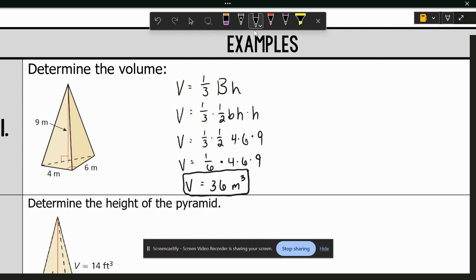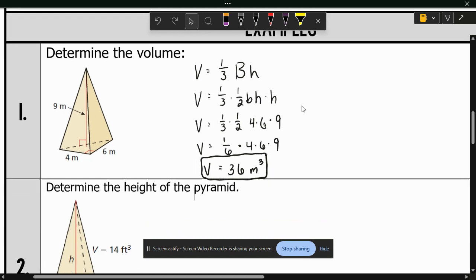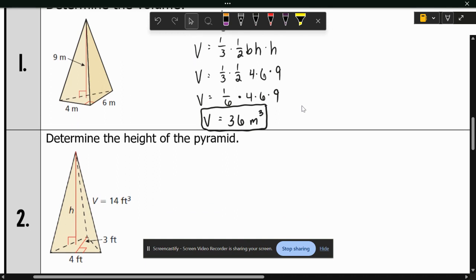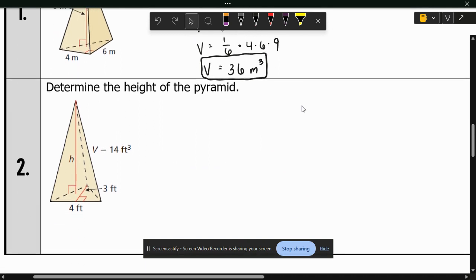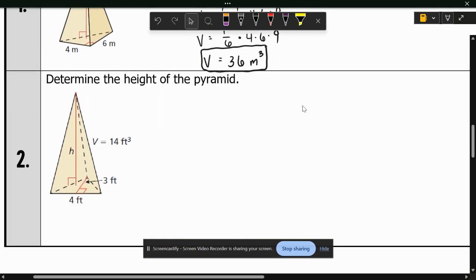Questions at all? Example number 1. There's not a lot of examples today. There's actually just 3. And then we'll have two problems that we'll do off camera for checkpoint. Number 2, determine the height of the pyramid. So in this case, they give us the volume of the pyramid. They give us the triangle, for the most part, the height of the triangle that it sits on for the base times height. We need to find the height of the whole entire pyramid itself.